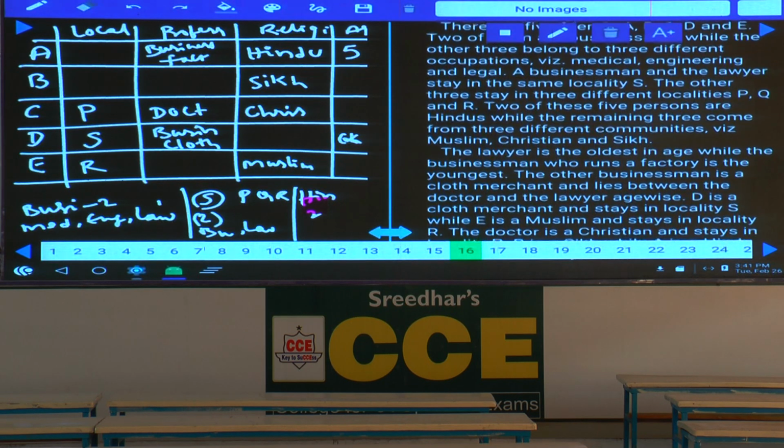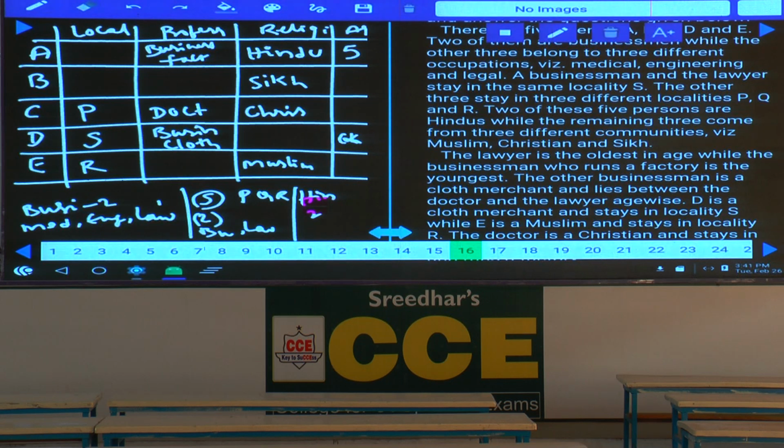Now here in the description it is given: a businessman and the lawyer live in the same locality S. Lawyer lives in locality S. As the lawyer lives in locality S, who is the lawyer here? B is the lawyer, so this person stays in locality S. Two persons are in S. Now we are left with only Q. Businessman, lawyer, doctor were done. Now we are left with the engineer. Who is the engineer here? R is an engineer. Two Hindus should be there, hence the other Hindu is the businessman who is the cloth merchant.